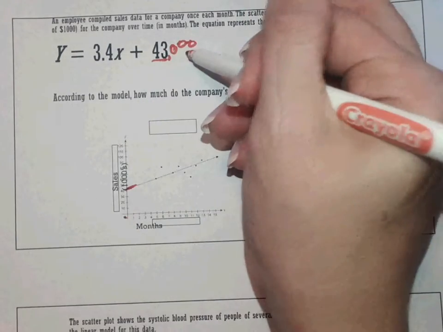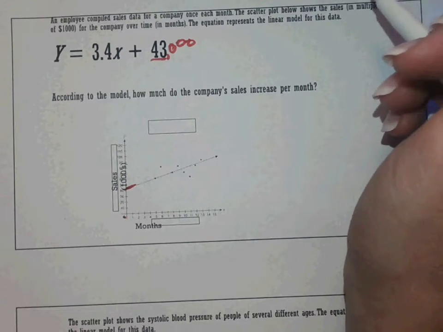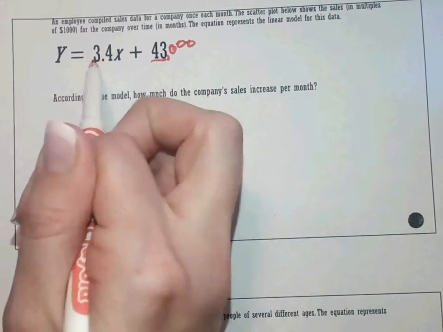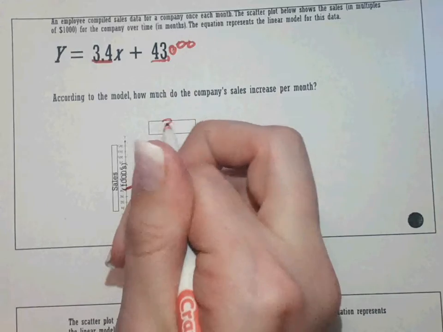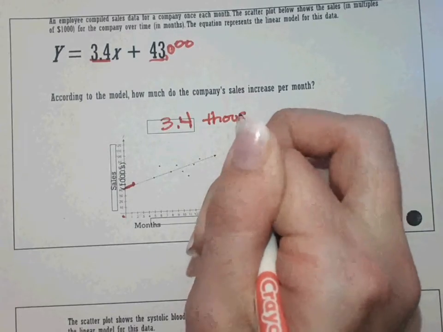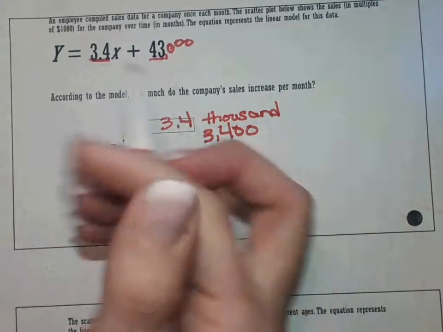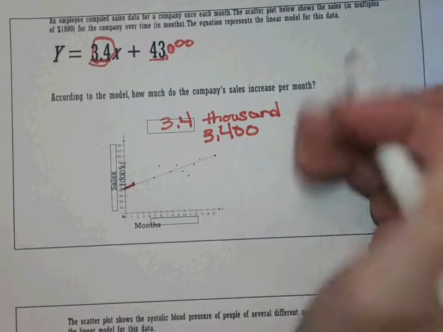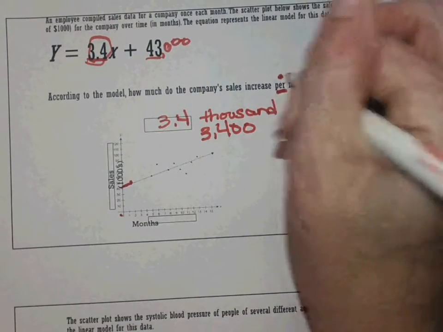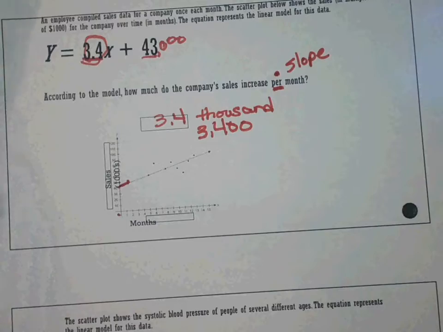So in 1 month, if we look right here, it would increase 3.4 thousand, or we could rewrite this as 3,400, and we get that from the slope. When it says per right here, that per means the multiple. Usually that's going to be your slope. That's one of those words I pick out that means slope.